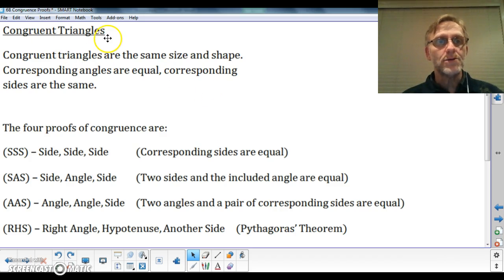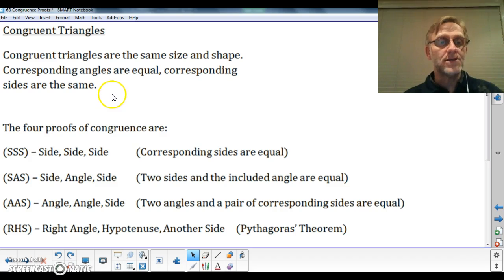The heading is congruent triangles, and then there's a couple of comments. Firstly, you need to know that congruent triangles are the same size and the same shape. And if they're the same shape, that must mean that their corresponding angles are equal, and that corresponding sides are the same, by which I mean they're the same length.